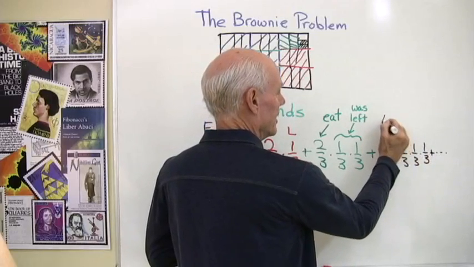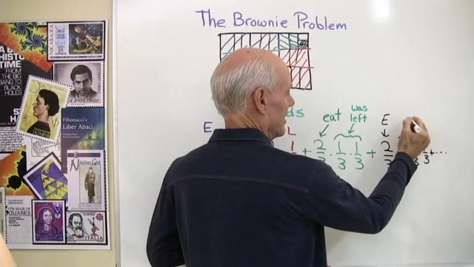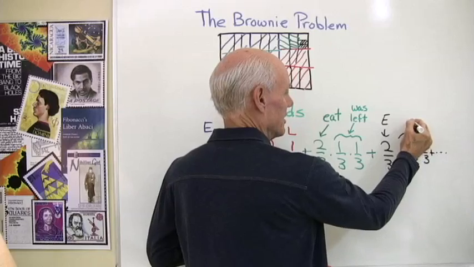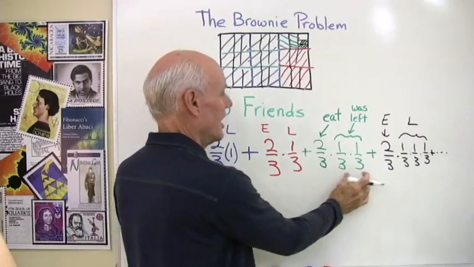So if you look at this in any one term, you can see how much was left. Here's how much they eat. In this term, here's how much was left that they had to eat, what was left for them to eat. So that was what was left. So in any one term, you can see how much is left.